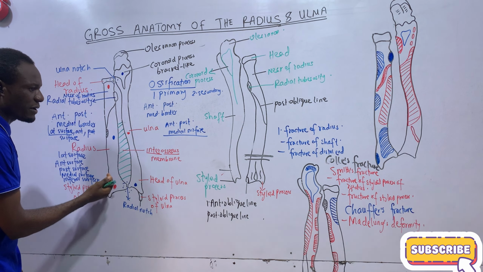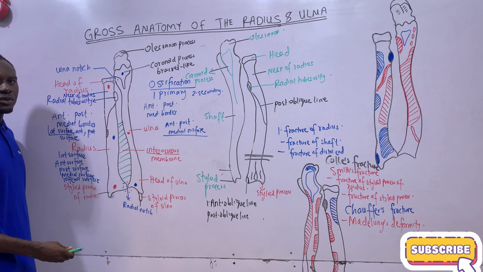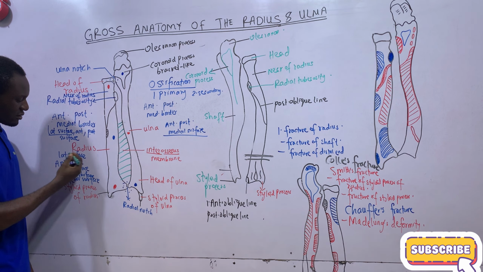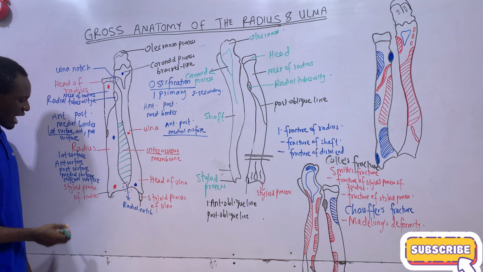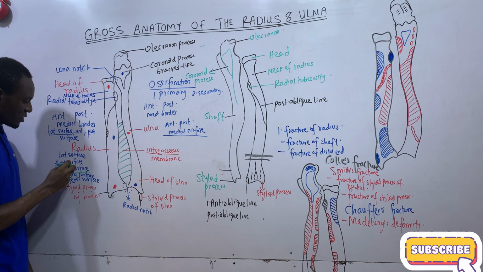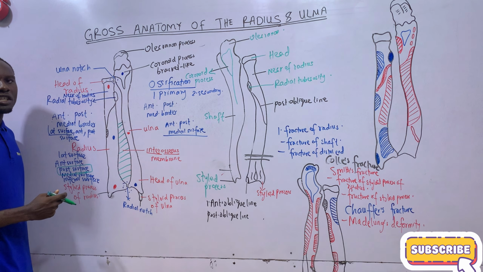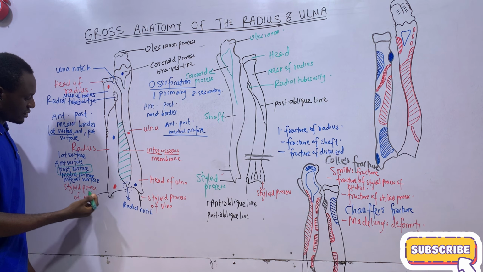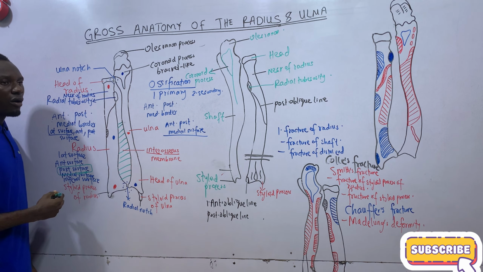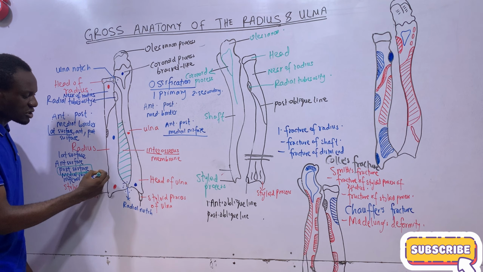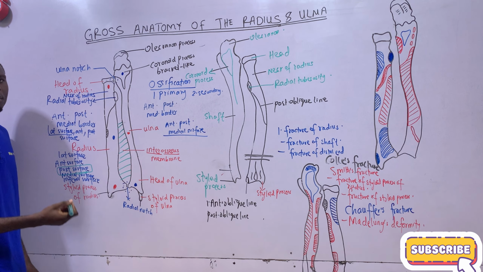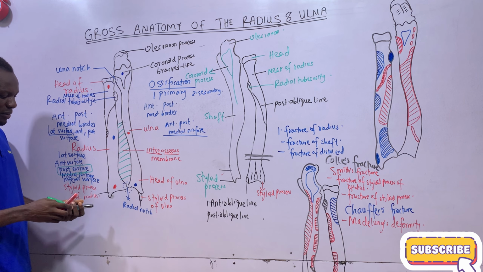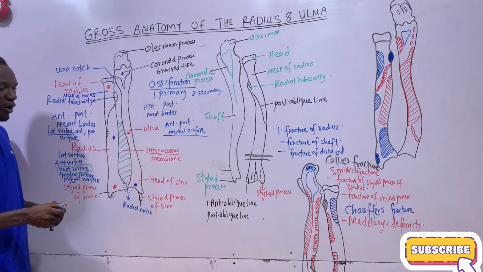Alright, one more feature before the end of this video. The inferior aspects of the radius. The radius at the distal aspect has 5 surfaces. I'm interested in the posterior surface because you can be tested in your MCQ. The posterior surface of the lower end of the radius presents a tubercle. A tubercle is a bony prominence. That tubercle is called the dorsal tubercle of Lister.